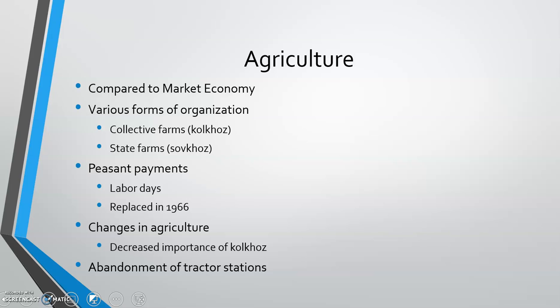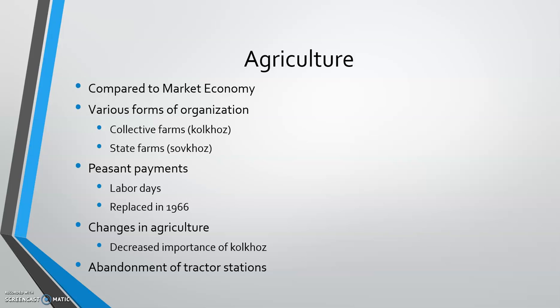Next, we're going to move on to agriculture. Agriculture is very different in a planned economy than in a market economy, as it is made up of 20 to 25% of the Soviet GDP. The different forms of organizing agriculture include collective farms called kolkhozs, which operated like cooperatives with elected management and initially received dividends instead of wages. Then there were state farms called sovkhozs that had farmers paid like industrial workers in the state enterprise, and the state enterprise had state-appointed management.